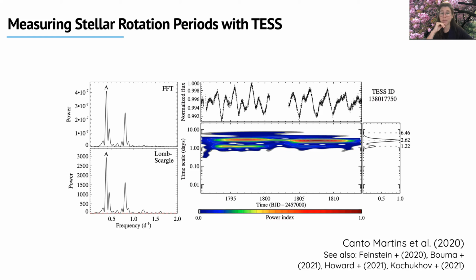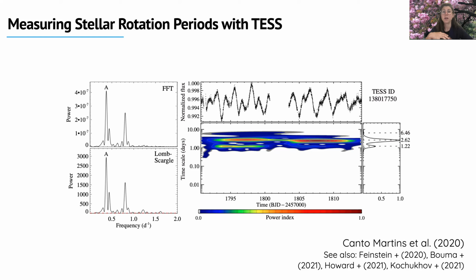In this paper, Canto-Martins, the authors measure rotation periods of TESS objects of interest. And they measure rotation periods of a couple of hundreds of stars with TESS. Now, one thing to be aware of with any stellar rotation study, anytime you want to create a catalog of rotation periods with any survey, TESS, Kepler, K2, you have to vet your rotation period measurements.